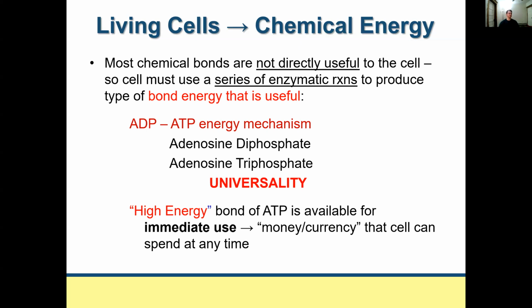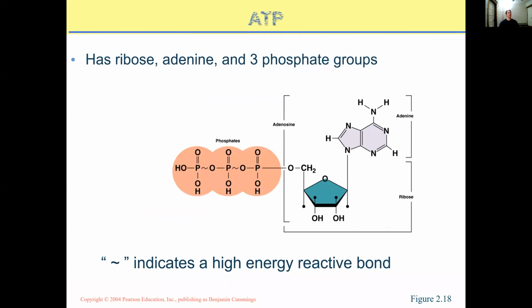Okay. So why is ATP so useful? ATP has ribose and adenine, and then very importantly, it has 3 phosphate groups. These phosphate groups, you can see here, that little squiggly line over there, they represent a very, very high energy reactive bond.